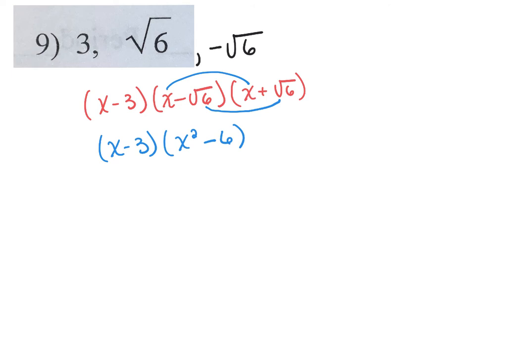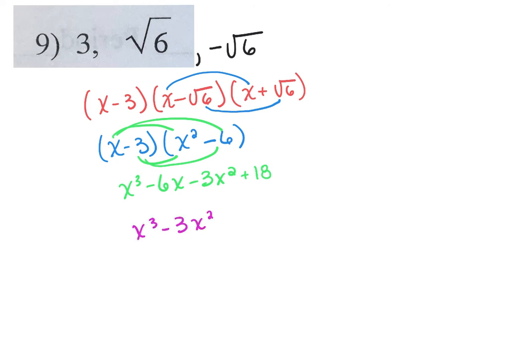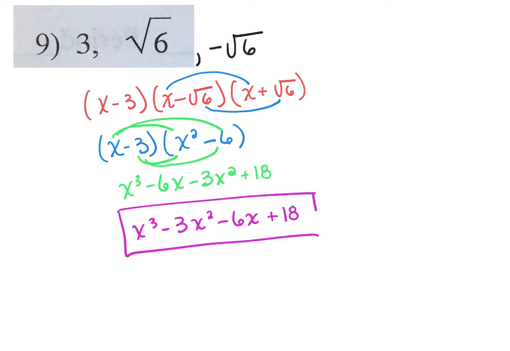Once you've done that, then you can just FOIL as always. Distribute your x. So you're going to get x cubed minus 6x. Distribute your negative 3. Negative 3x squared plus 18. And then, of course, you want to put it in standard form. So you're going to have x cubed minus 3x squared minus 6x plus 18. And this is the polynomial you are looking for.